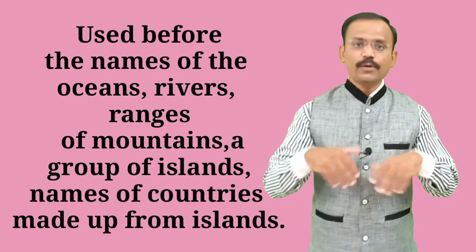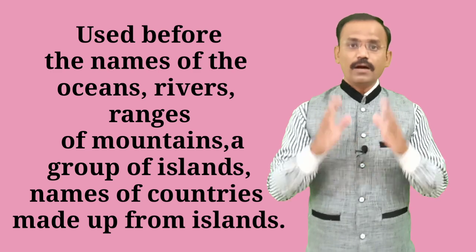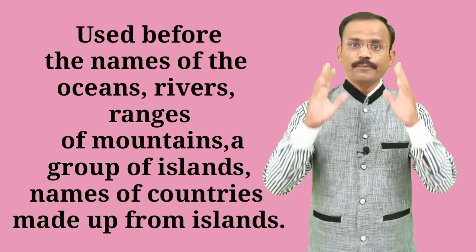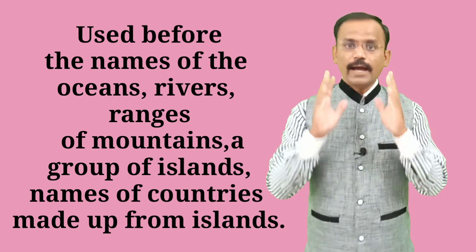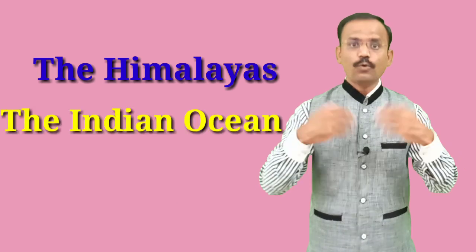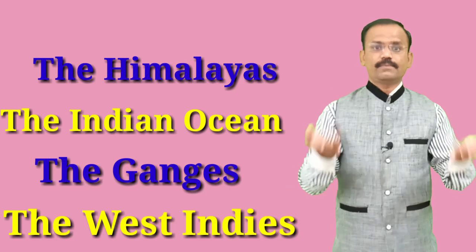The is also used before the names of the oceans, rivers, ranges of mountains, a group of islands, the names of the countries which are made up of different kinds of islands. For example, the Himalayas, the Indian Ocean, the Ganges, the West Indies, etc.